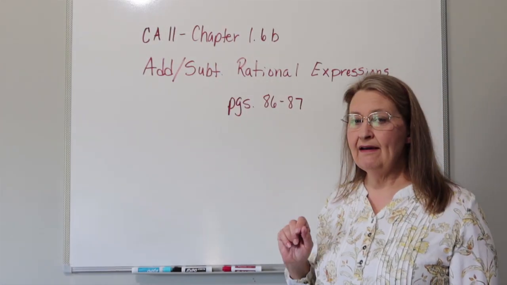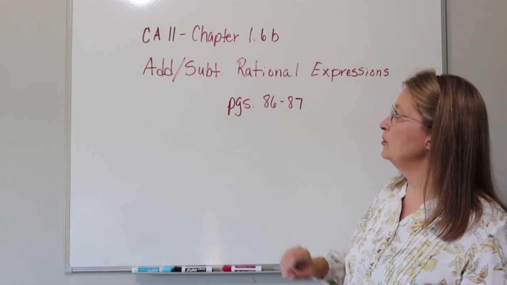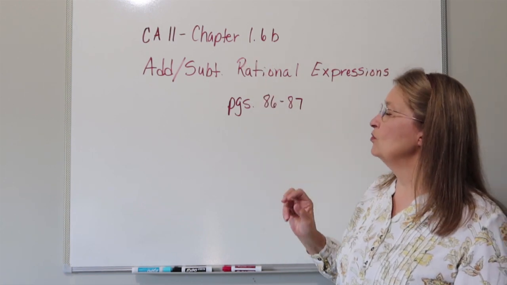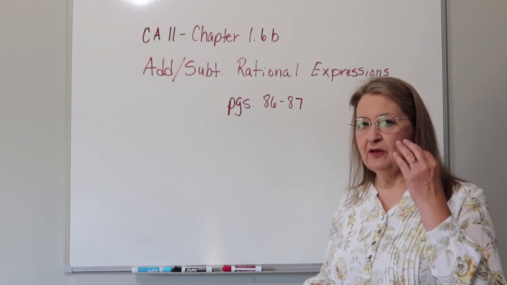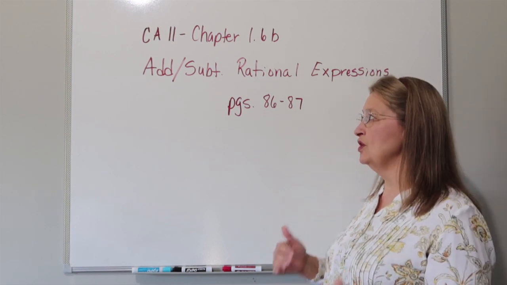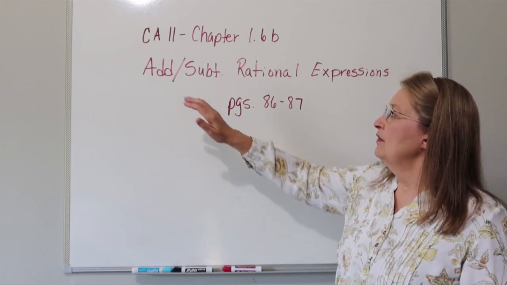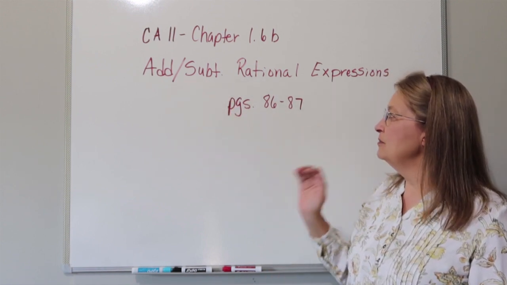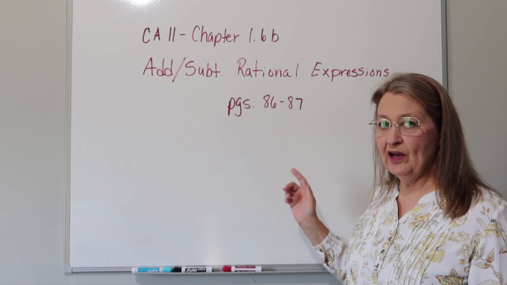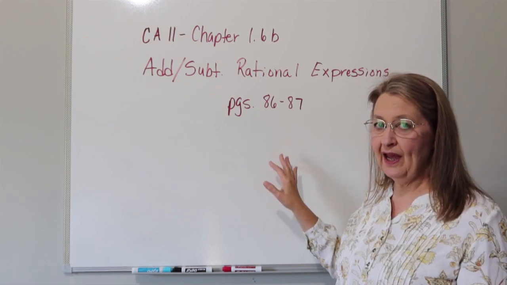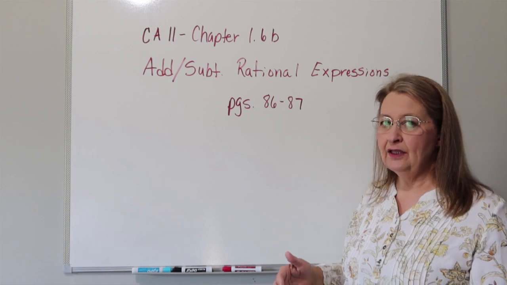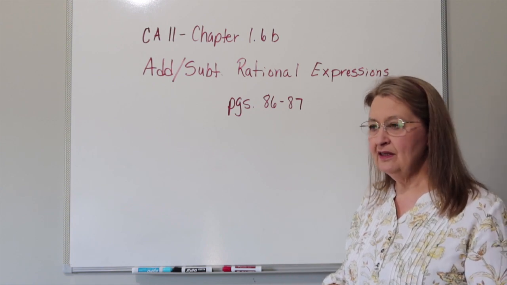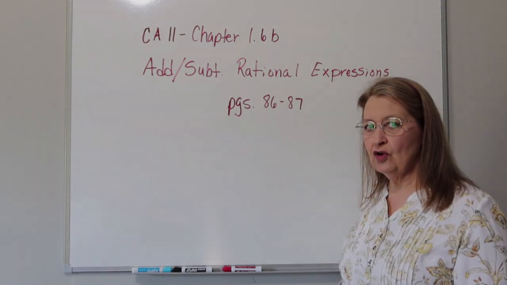Video CA11 in college algebra. This is going to cover chapter 1.6b. Like I told you, I'm going to split this 1.6 up into 3 sections so it won't be so overwhelming. This section talks about adding and subtracting rational expressions, and this is only 2 pages in the book, 86, 87, but I am going to back up a little bit and try to give you a basis for some of this. So let's get in the book and get started.